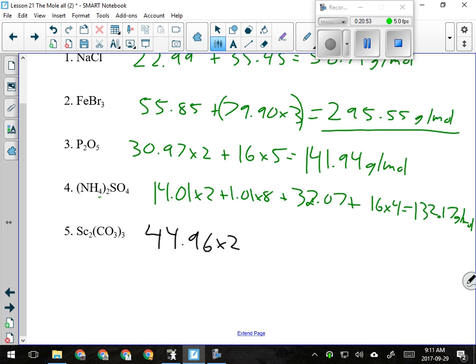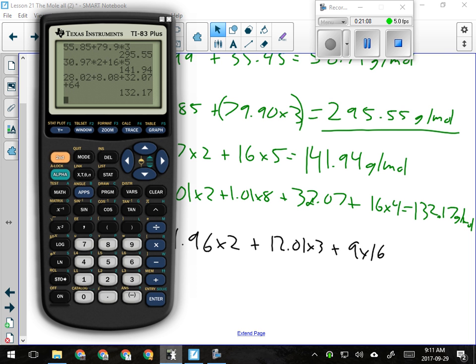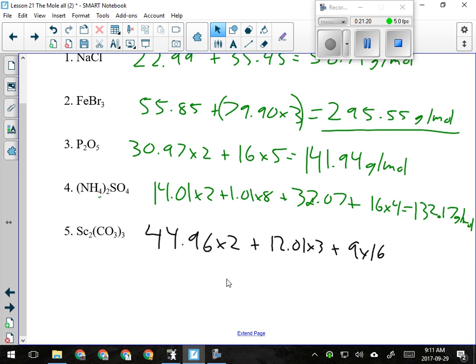Okay, and then we have three carbonates. That means that there are three carbons, so 12.01 times 3, plus 9 oxygens, so 9 times 16. All right, put those together. So 44.96 times 2 plus 12.01 times 3 plus 9 times 16. That gives us 269.95 grams per mole.